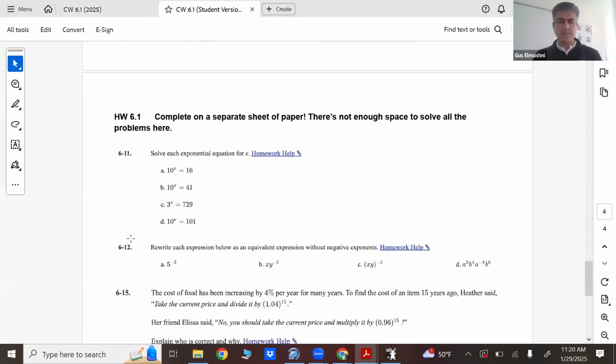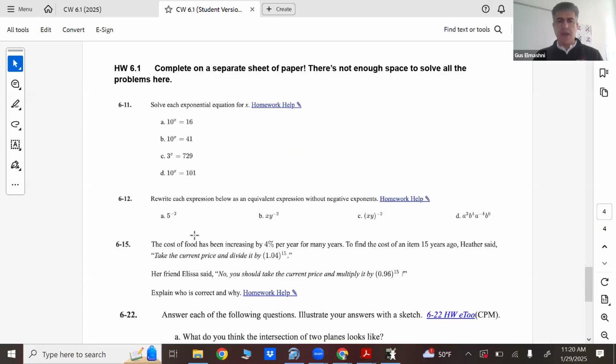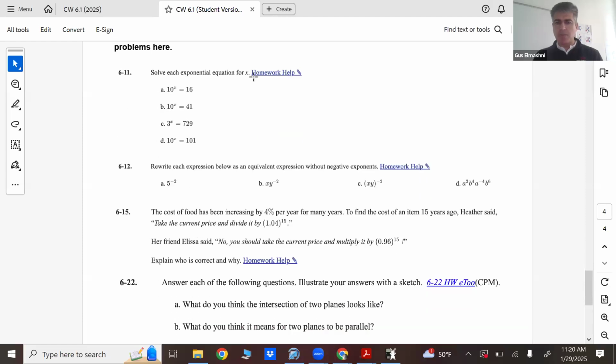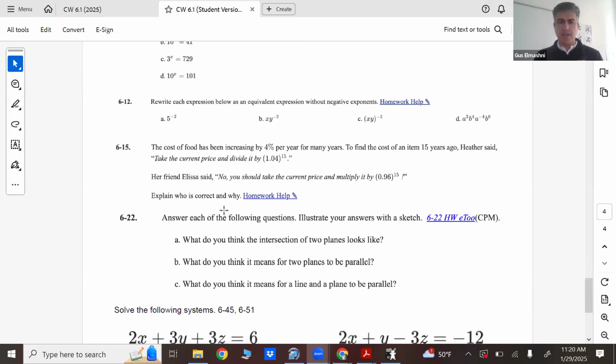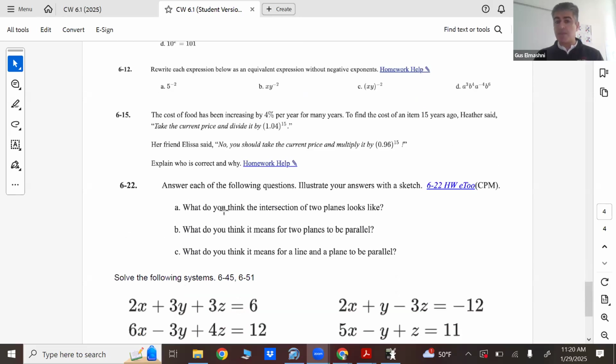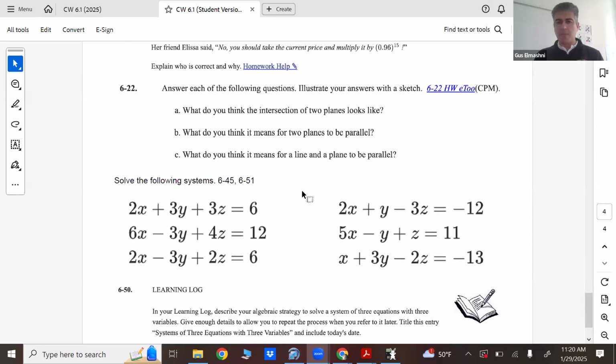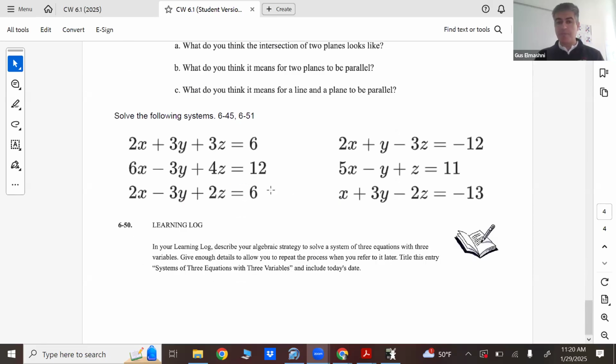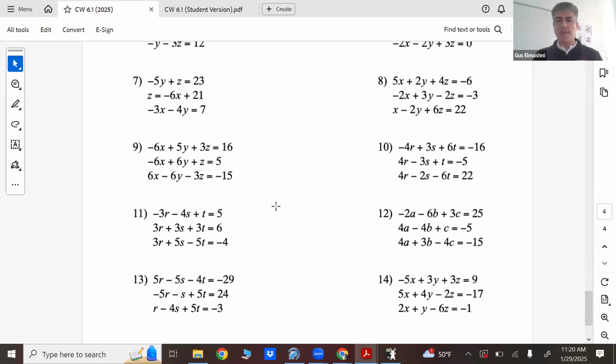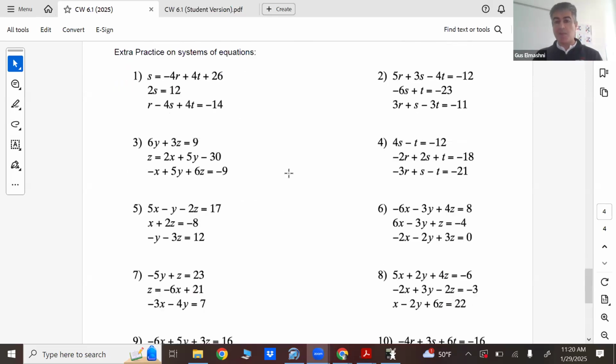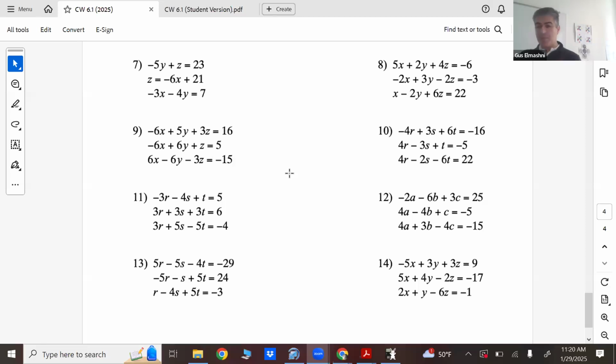You see there's some practice on solving exponential equations, logs, exponential stuff. So a lot of old stuff actually, and then some stuff on 3-dimensional graphing, and then solving a system, as you see here, and then just a learning log at the end. So that's the homework, and then there's extra practice. Don't worry about the extra practice. That's just if you really want it. If you're really bored this weekend, you want to do 14 solving systems with 3 equations, 3 variables, go for it.